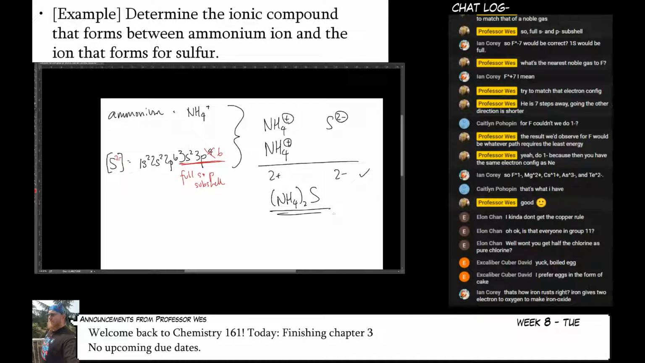Now, on iron, your description is correct, but it actually gives 3 electrons to oxygen. How would you know that? You'd have to do the experiment. So just as an aside here, if iron gave 2 electrons, you'd get this. But if it gives 3 electrons, you get this. And it turns out this is the one that's much more common. For whatever reason.